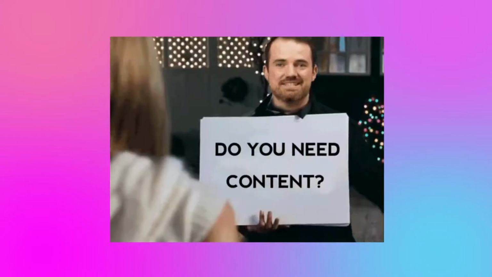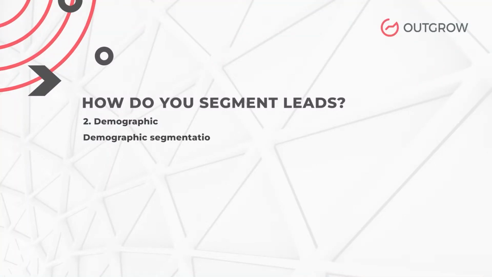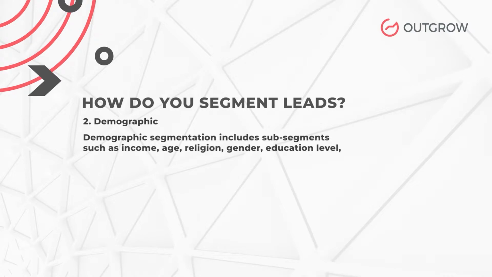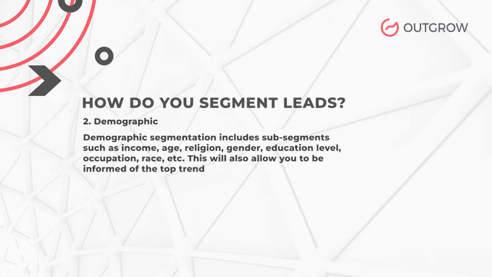2. Demographic. Another way you can improve your lead segmentation through interactive content would be through demographic segmentation. This is another parameter you can use to ensure you push out relevant and appealing content to your leads and prospective customers. Demographic segmentation includes sub-segments such as income, age, religion, gender, education level, occupation, race, etc. This will also allow you to be informed of the top trends of every demographic, thus making sure that your content and marketing strategies are well received.